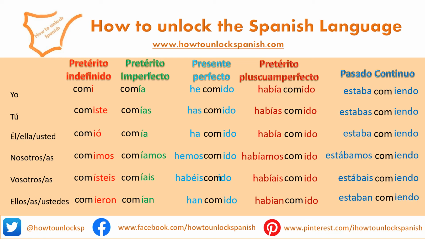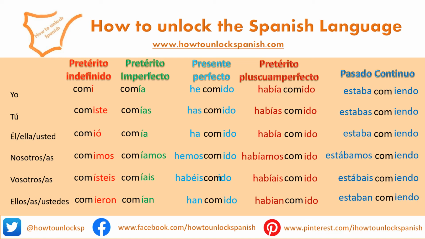Er verbs and ir verbs both have to add ido, which would be like ed in English. So, he comido, has comido, ha comido, hemos comido, habéis comido, han comido.